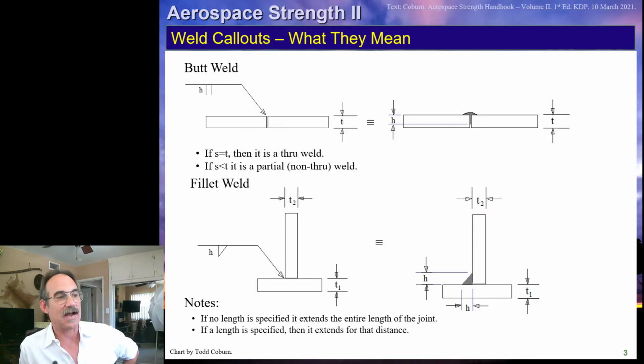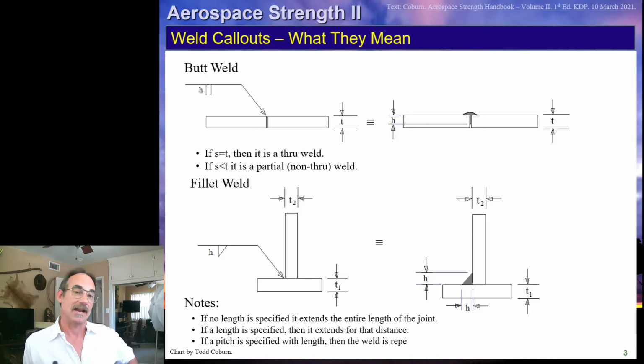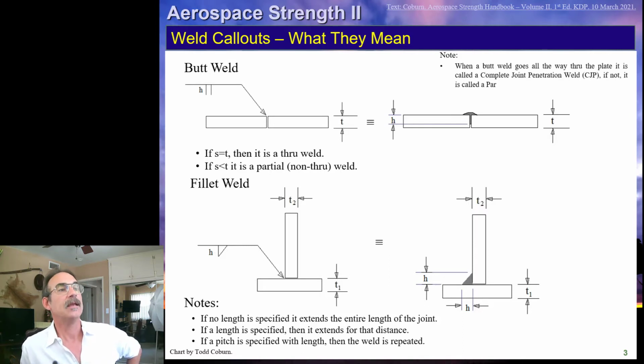And if it is specified, then it just extends to that distance. And if the pitch is specified, then we've got a repeated thing, as we discussed before. And we also talked about this, a complete joint penetration versus a partial joint penetration weld, one that goes all the way through or not. In this case up here, if H is equal to T, that's a complete joint penetration weld. Got it?